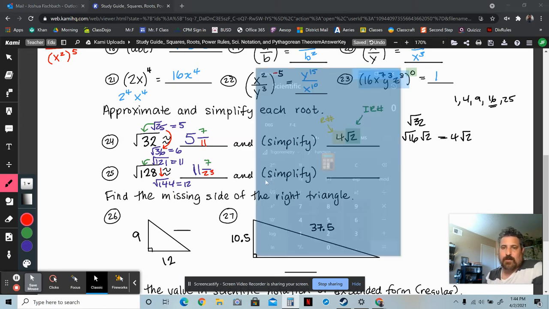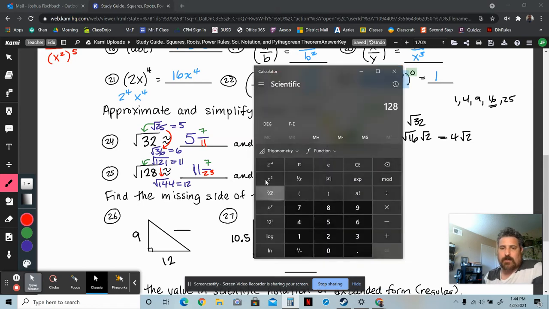Now here's the square root of 128. You guys can see it's 11.31. And so 0.31 is probably very close to 7/23. Let's see what 7/23 is. 0.30. Okay, but very close to 0.31. That's off by about 0.01.